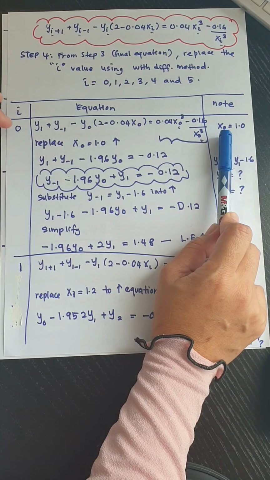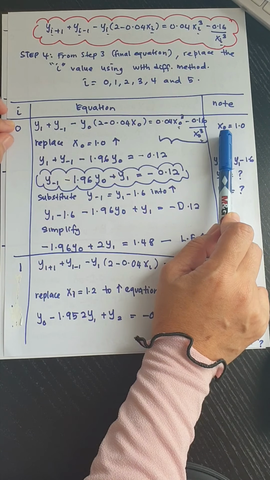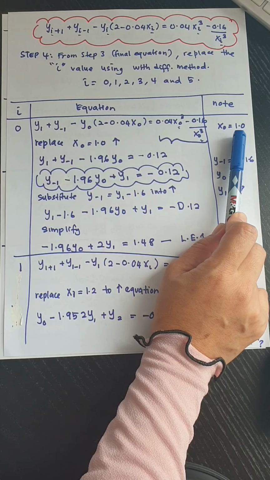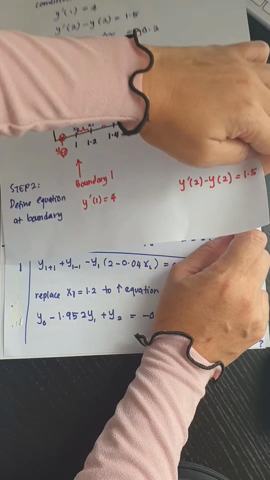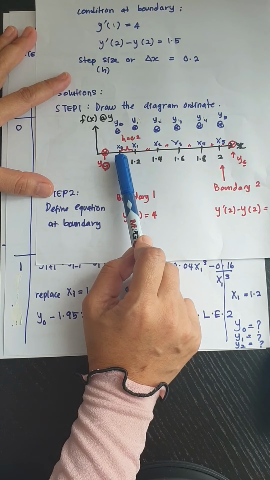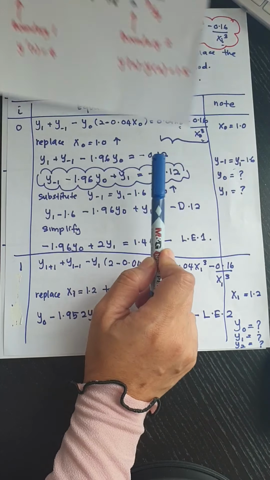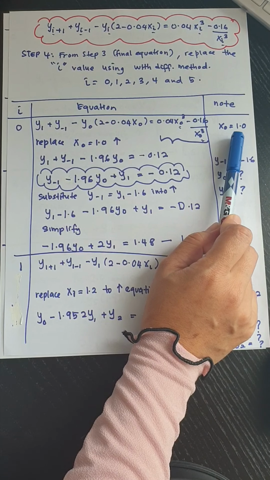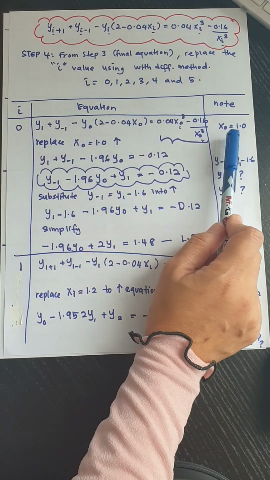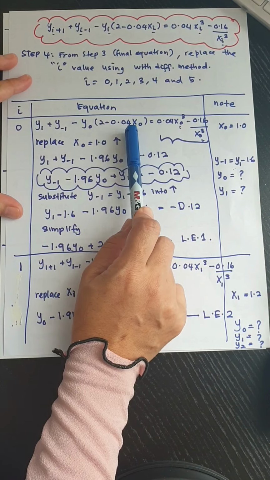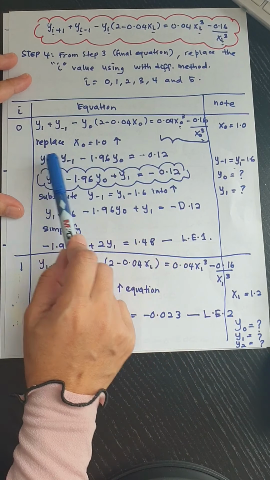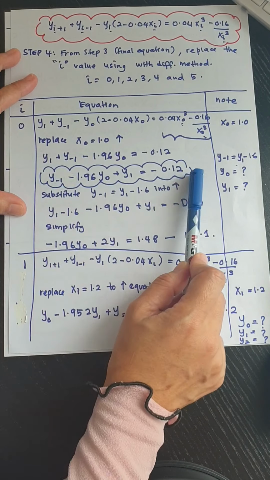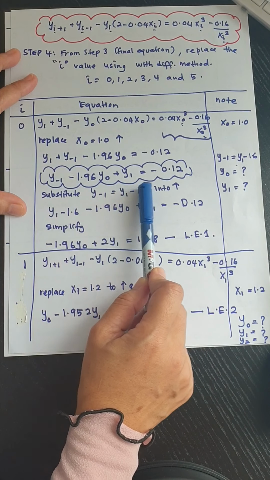Okay, so for I0 you have x0, and you know from your diagram ordinate that the value of x0 is 1. Okay, so x0 is 1. Then you have to substitute the value of x0 into this formula. After you substitute, you simplify. So this is the substituted formula.